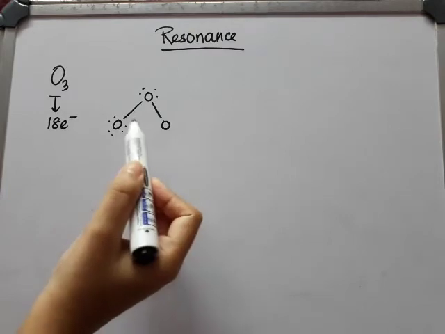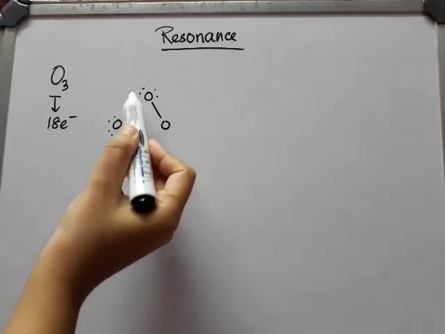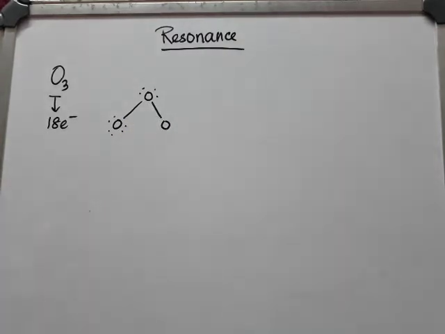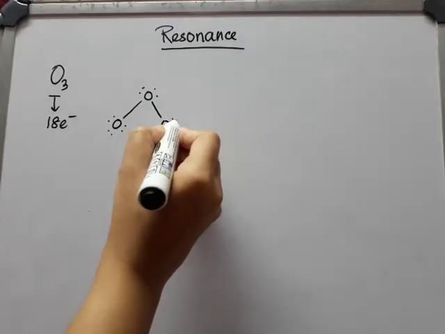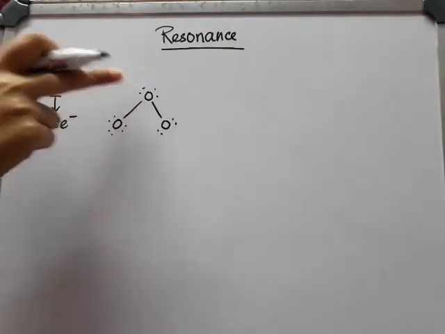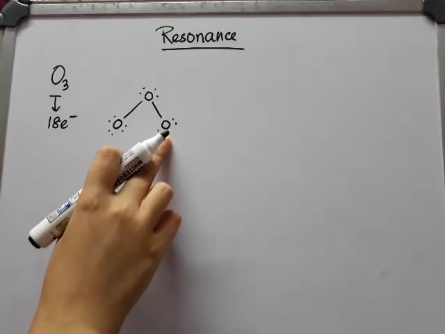So how much have we used? 1, 2, 3, 4, 5, 6, 7, 8, 9, 10, 11, 12, 13, 14. That means 14 electrons are already used up and we have only 4 electrons left. So 4 electrons are here. For this oxygen atom and for this oxygen atom the octet is filled up, but not for this one. So what to do now?